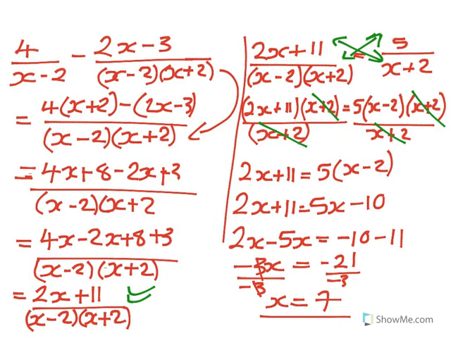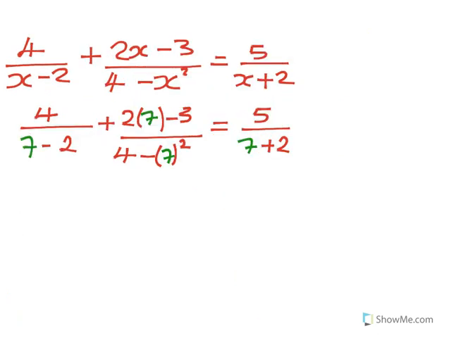You can now test your answer, which is very critical in this case. Let's test our answer to see if we are correct. When you substitute into the original equation, the one that we started with, it will be 4 over, where there is x, you put 7, and wherever there is x squared, you put 7 squared.